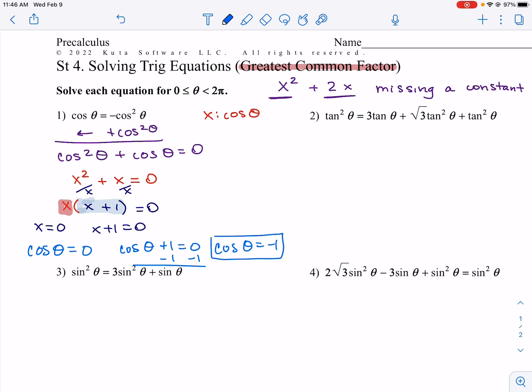This is where you take these two equations to the unit circle and pull those answers. Cosine, remember, is x. So we're looking at where x is equal to 0 and where x is equal to -1. That happens in 3 locations. So theta is at pi over 2, 90 degrees, at pi, 180 degrees, and at 3 pi over 2. Those would be your 3 answers here.